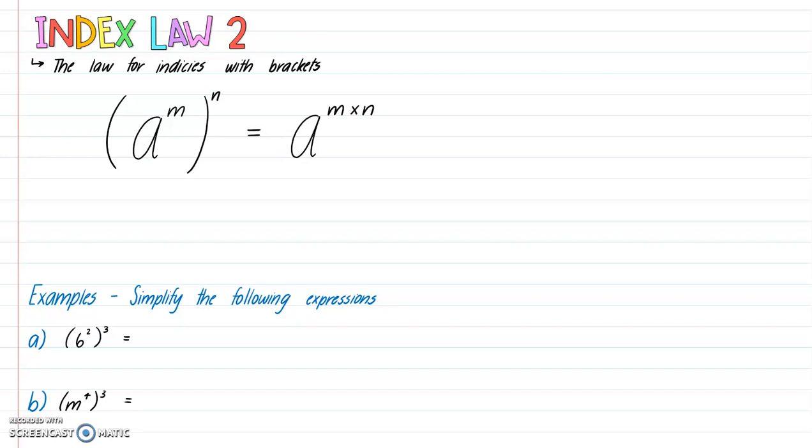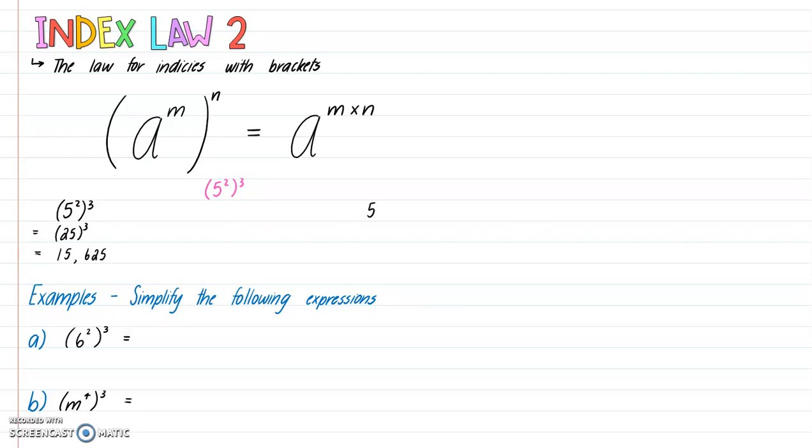So let's have a look at an example to prove that it works. If we have 5 squared, all of that cubed, let's evaluate this to prove that it works. So let's start by doing it mathematically and actually evaluating the brackets. So if we have 5 squared cubed, that's the same as saying 5 squared, which is 25 cubed. And if we put that in the calculator, we know that that's 15,625.